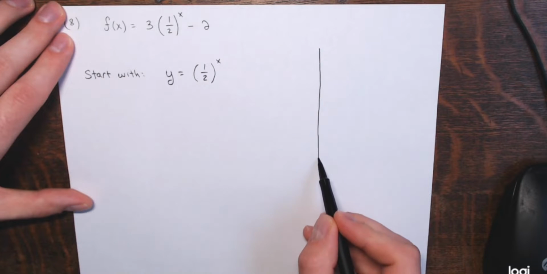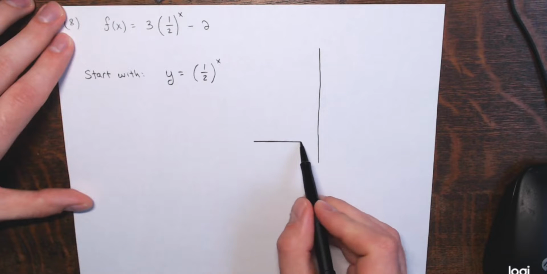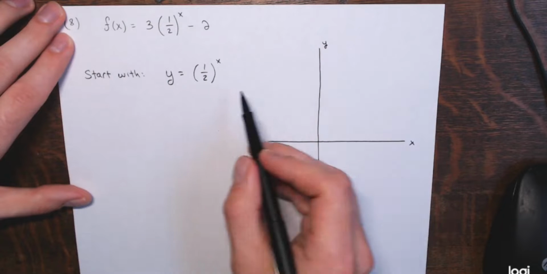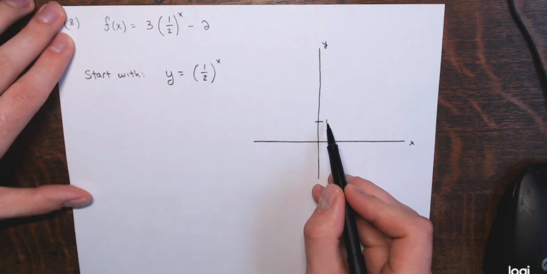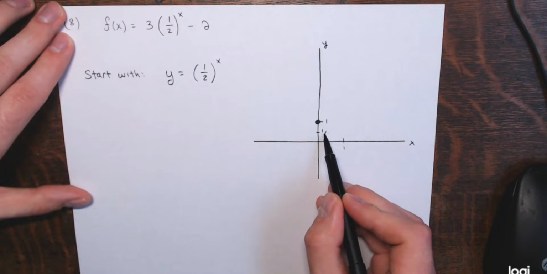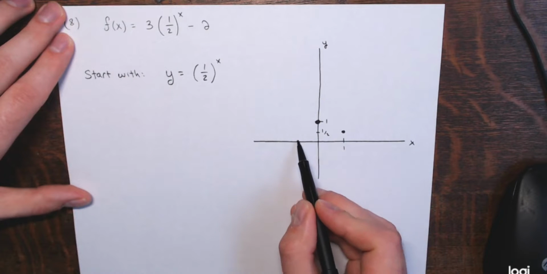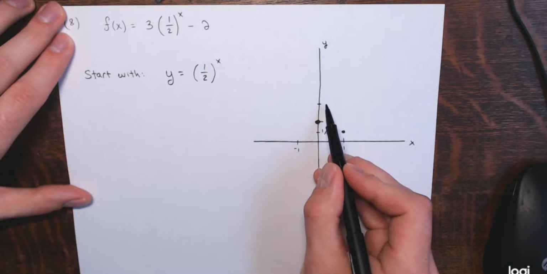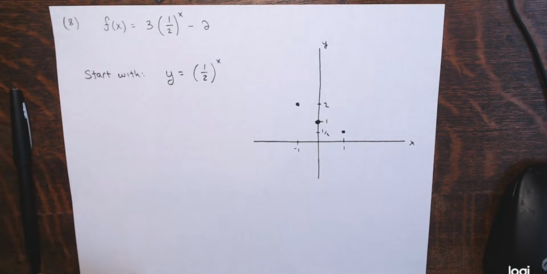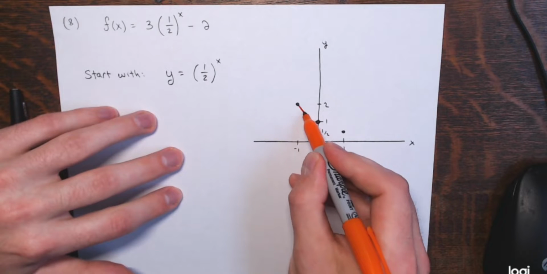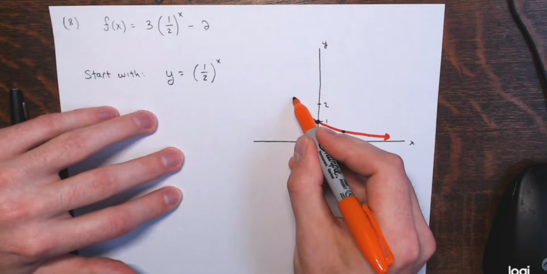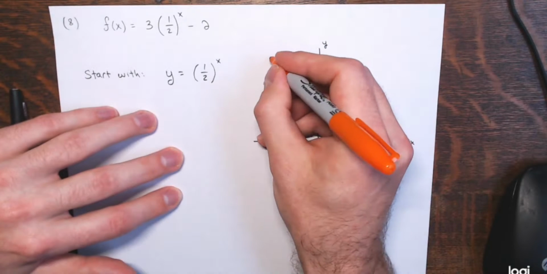y equals the exponential function with a base of 1/2 to the x. And once again, I'll try to put all these on the same axes this time. So 1/2 to the x would have (0, 1), (1, 1/2), (-1, 2), and be a decreasing function with the x-axis as an asymptote, like that. There's 1/2 to the x.